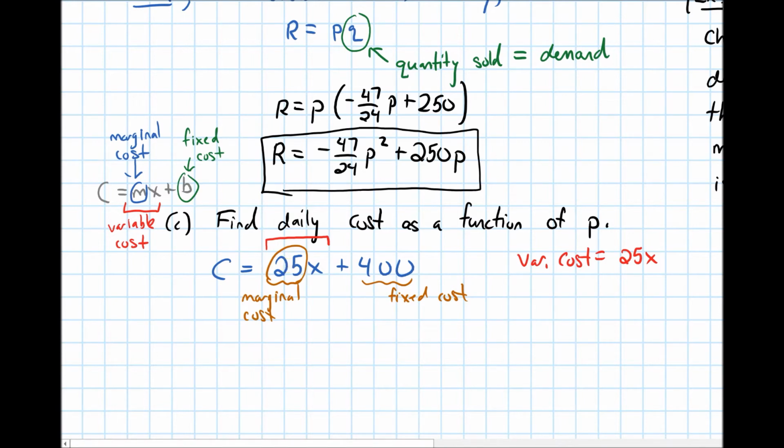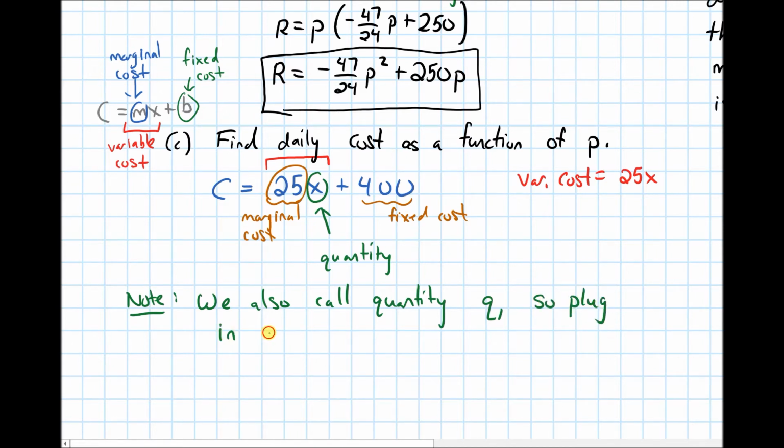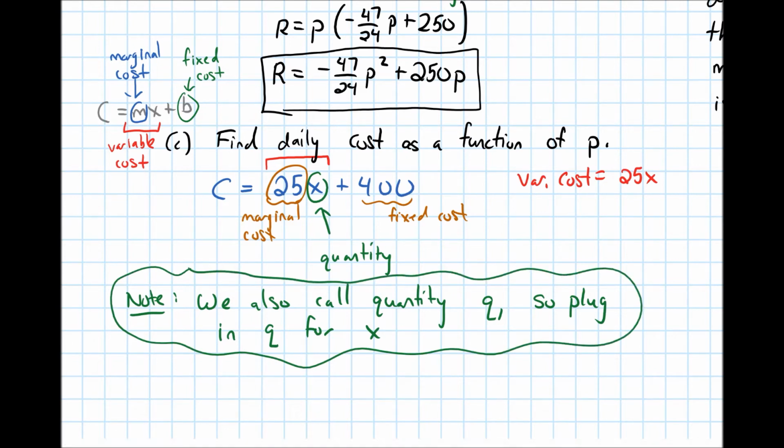We want it as a function of price. Okay, so we're probably going to have to do something with this. So notice that the X represents quantity. So I want to note a key observation about this. So note that we have another variable that we associate with quantity. We also call the quantity Q. So let's plug in Q for X. Okay, so I'm going to bubble this. So that is a really important observation here. That's going to let us rewrite the cost function in terms of the demand, in terms of Q, and ultimately in terms of P.